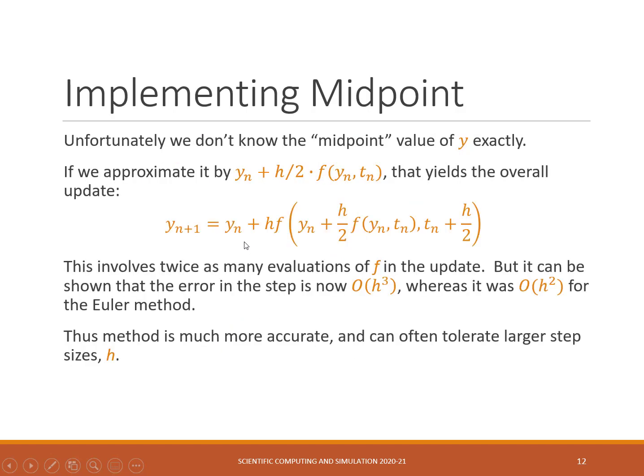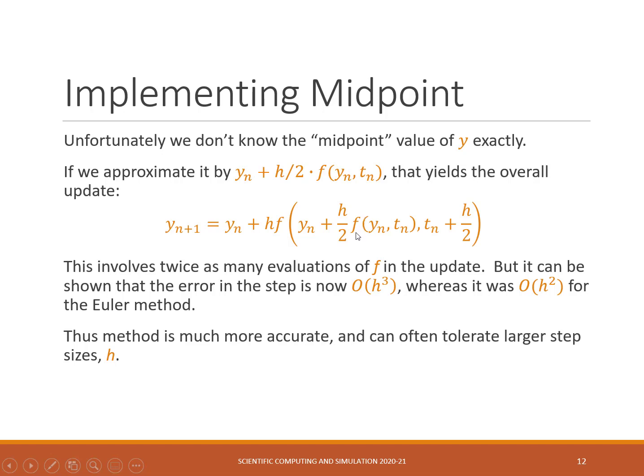In the midpoint method, we don't exactly know the midpoint value of y, but we can approximate it by using the Euler method as shown here. So, the final formula for the midpoint method is formulated here. This approach requires twice as many evaluations of function f in each step. So, the midpoint approach has a higher computational cost than the Euler method.